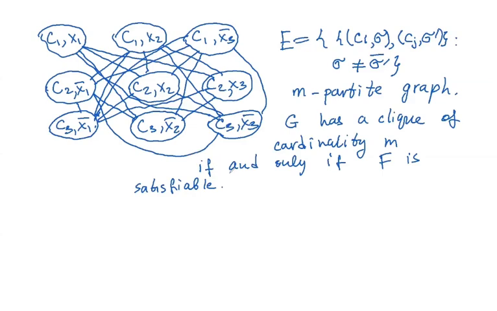And then, if you have a clique of size m in the graph, then by setting all the literals corresponding to the vertices in the clique to true, we satisfy the formula F. So it goes both ways. And from here, we have a polynomial time reduction. This shows that clique is NP-hard. So this second part essentially shows that clique is NP-hard.